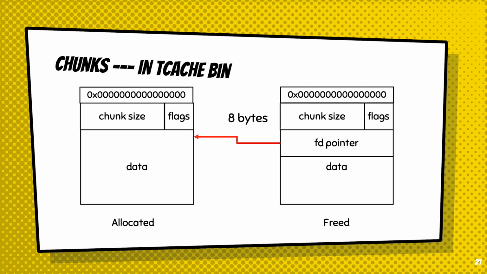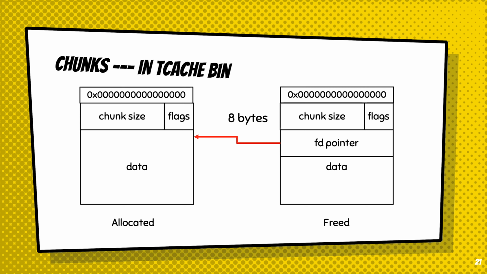If you still remember this picture from a previous video, you will be able to understand what's being talked about here. We usually consider the data structure of the chunk in two different situations: one is the chunk is allocated, and the other is the chunk is freed. When the chunk is allocated, it has 16 bytes at the beginning, which contain a bunch of zeros, followed by the chunk size and the flags.